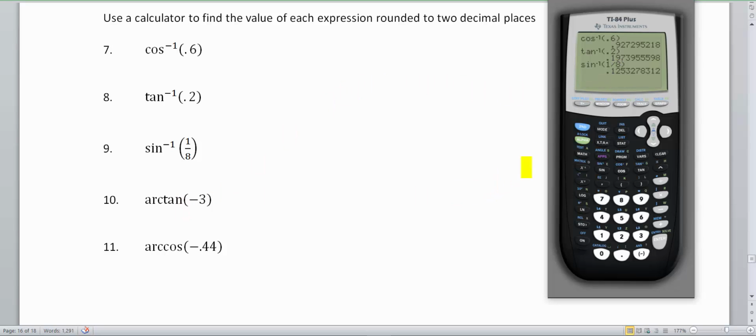Now, arctangent is just another way of saying inverse tangent, and I just wanted to show you that. So if I have the inverse tangent of 3 radians, which is roughly 3 57.3 degree angles, this gives me negative 1.25. And for our last click of the video, inverse cosine is going to be of negative 0.44, and this is going to give me an answer of 2.03.